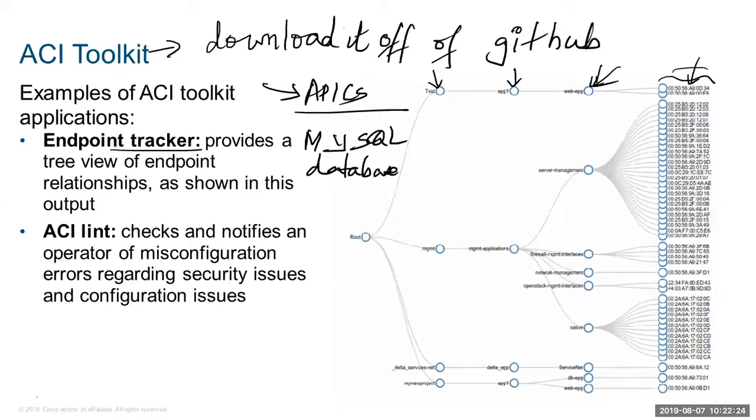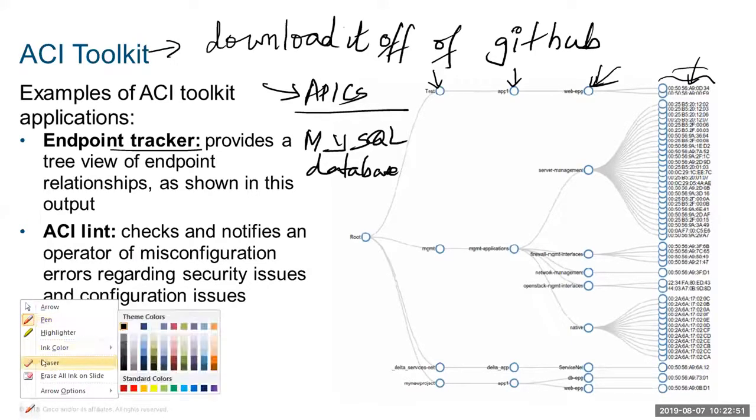Another utility in the ACI Toolkit is called lint. Traditionally, lint is something we've used with the C programming language. C linting would mean we're telling this linter tool to check if everything is configured correctly.